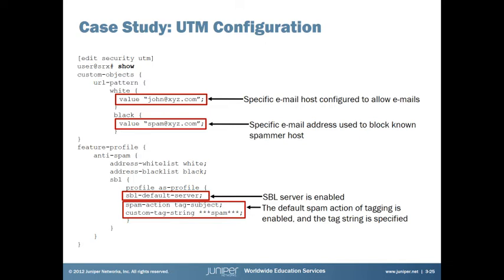In our feature profile under anti-spam, we're referencing our blacklist, referencing a whitelist, and then we're going to put our SBL server in there, and we have our SBL default server. The spam action there is tagged with subject, and we have the tag itself, which is asterisk asterisk asterisk spam asterisk asterisk asterisk.